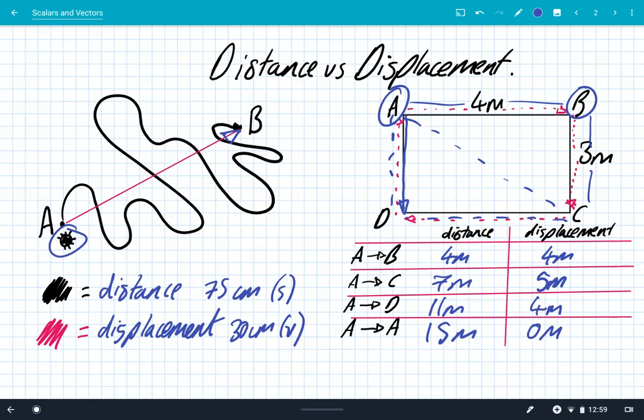It's really important to distinguish between distance and displacement. In summary, distance is a scalar, and it's the total path that you followed, whereas displacement is a vector, and it's the shortest distance between two points.